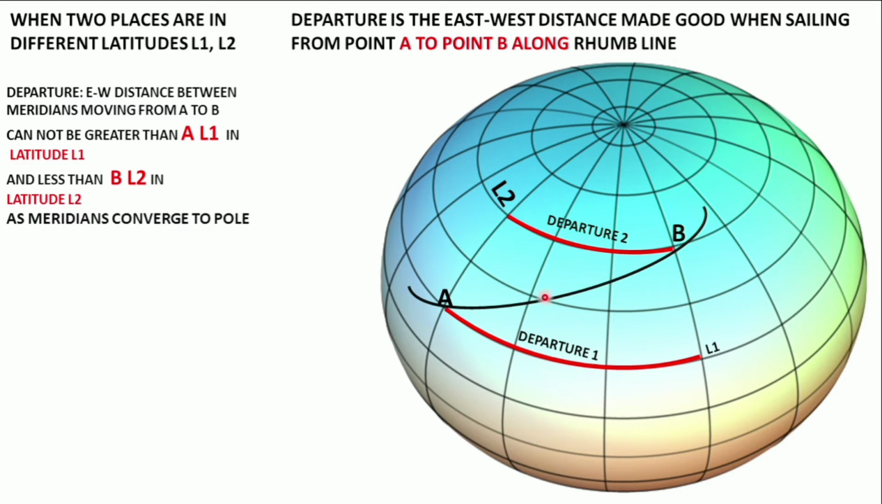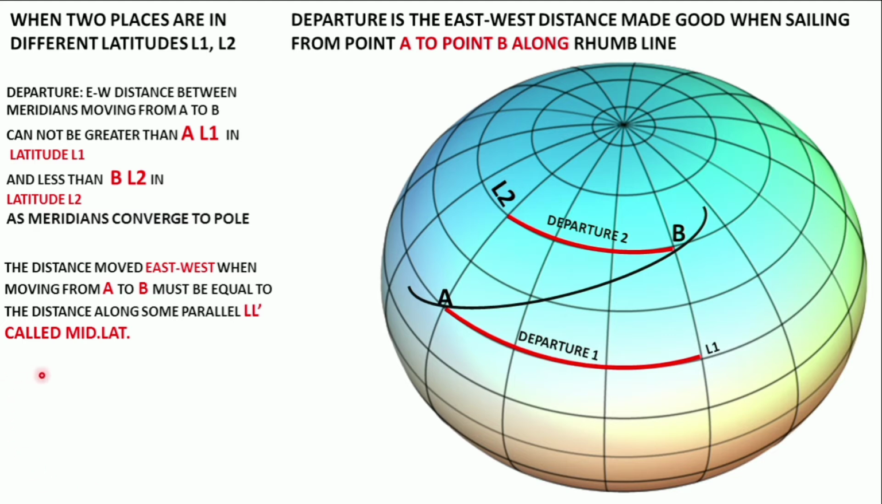Now, the east-west distance between these two points cannot be greater than the east-west distance here, and it cannot be less than the east-west distance in latitude L2, because your meridians are converging towards the pole. So the east-west distance should lie somewhere between these two latitudes, and that latitude we call the middle latitude. So the true departure between two points on two different latitudes lies on the middle latitude.